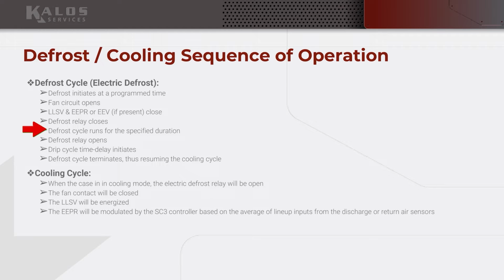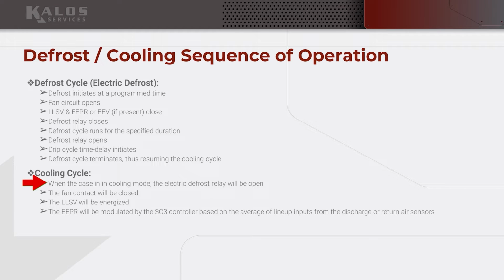The defrost cycle will run for a specified duration, or it will terminate early based on an input from a sensor. And then a drip cycle will be initiated, which basically just means a time delay before fans turn on, is all that really means. And when the defrost cycle terminates after the time delay, fans will turn back on and the space will start to be cooled again.